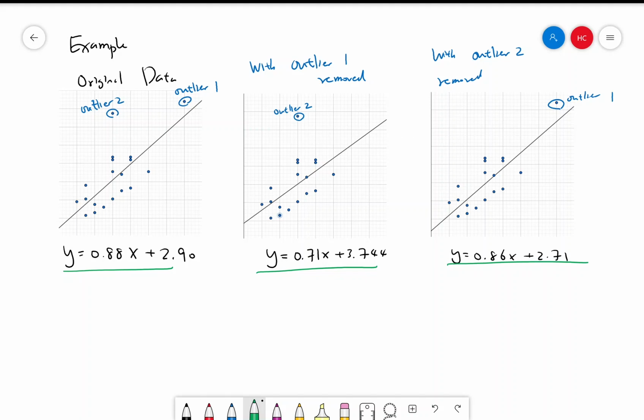You see, when we remove outlier 1, the coefficients change a lot. So this can be classified as a substantial change. From 0.88 to 0.71 is a lot of change, and from 2.90 to 3.7 is a huge change. So this is a substantial change, which tells you that outlier 1 is an influential point.